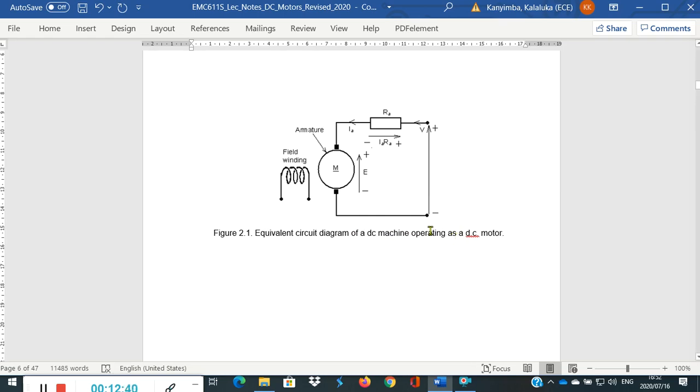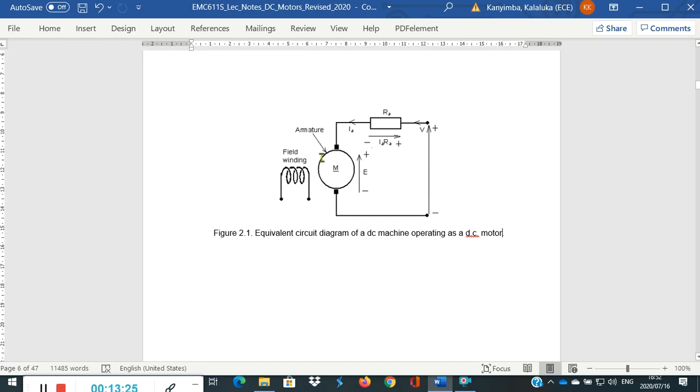So let's look at it closely. We have the armature, which is represented by a circle, and M means it's a motor. Then you have the brushes. Those two black rectangles represent the brushes. We have the armature resistance, which is the resistance of the armature windings. And then we supply the motor with a voltage V, which is a DC voltage. When the current flows, which let's call it IA, there's going to be a voltage drop across the armature winding resistance, IA times RA.